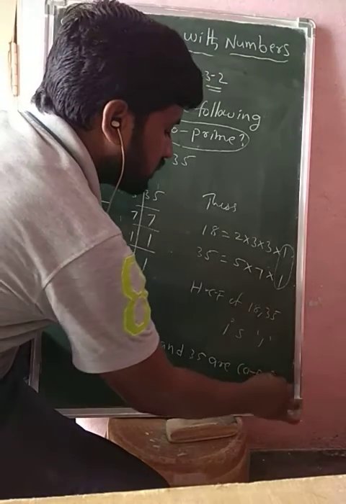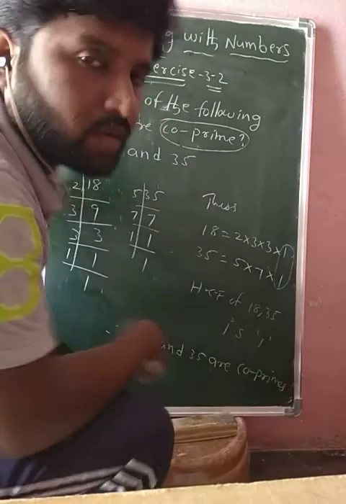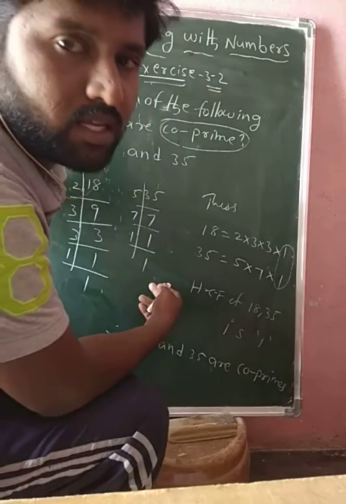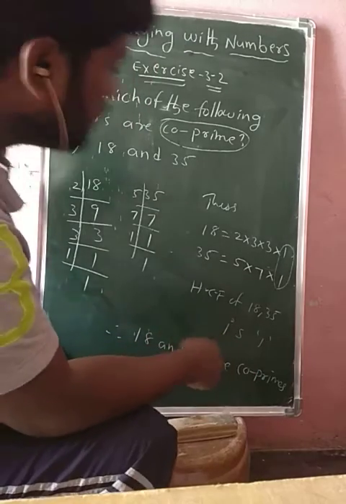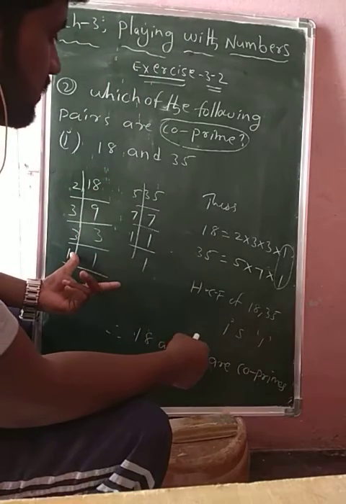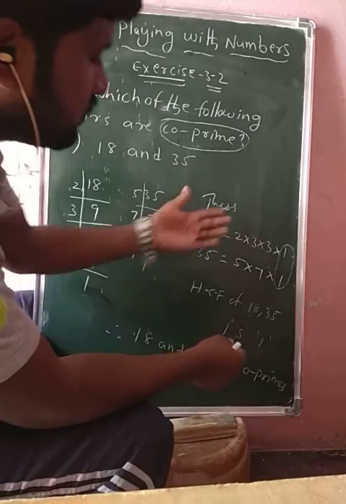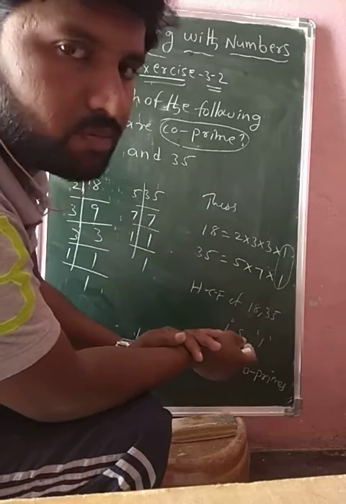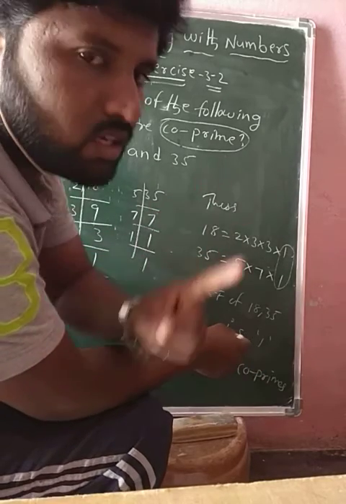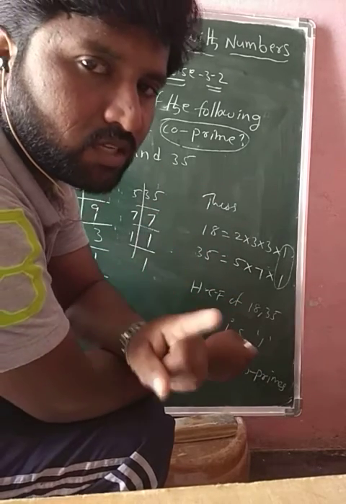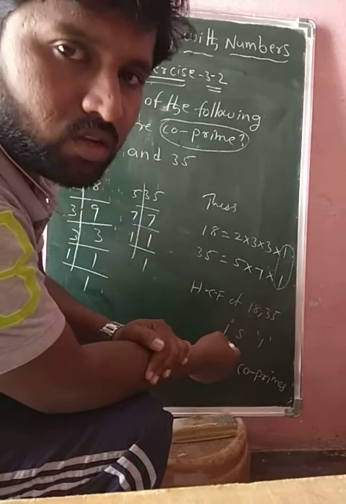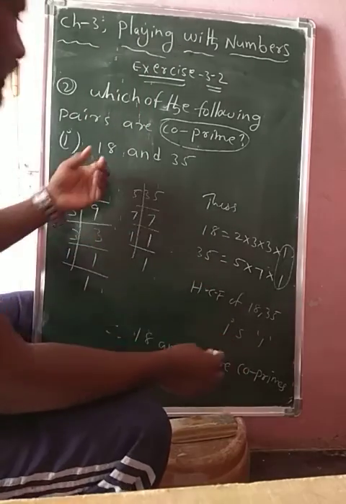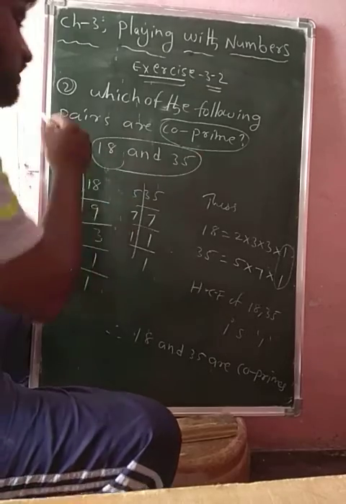These two numbers are called coprime numbers. In the same manner, you take the remaining questions and find the prime factors. Just find the HCF. If their HCF is 1, the numbers are called coprime numbers. We can do the same question in this way also.